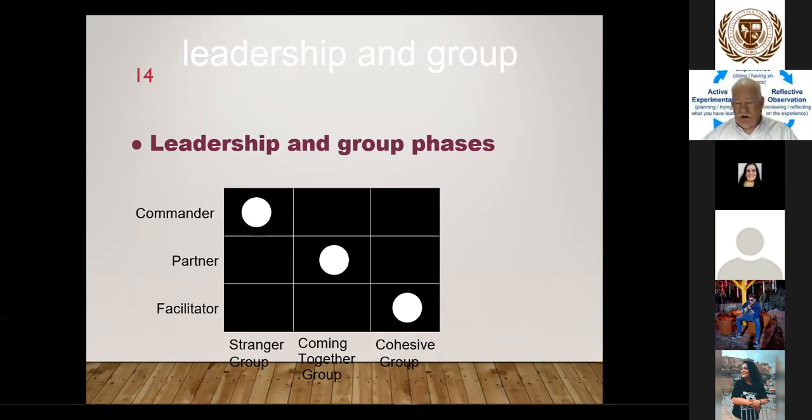So at that point, you're more like a coach on the sidelines of a sports game, and you're directing from the side and letting them make decisions and so on. Anyone not understand the alignment of leadership styles and group dynamic?